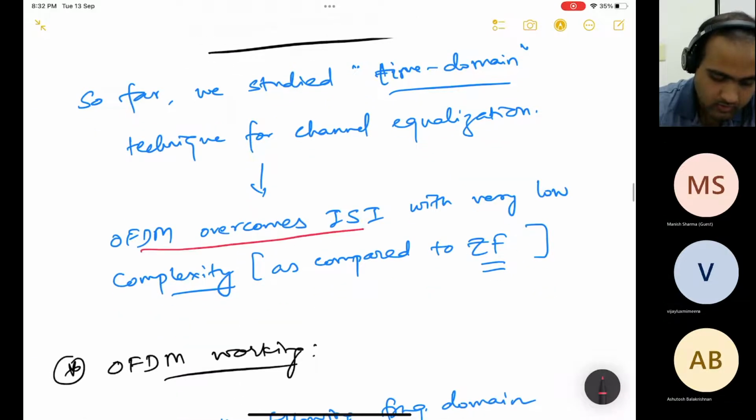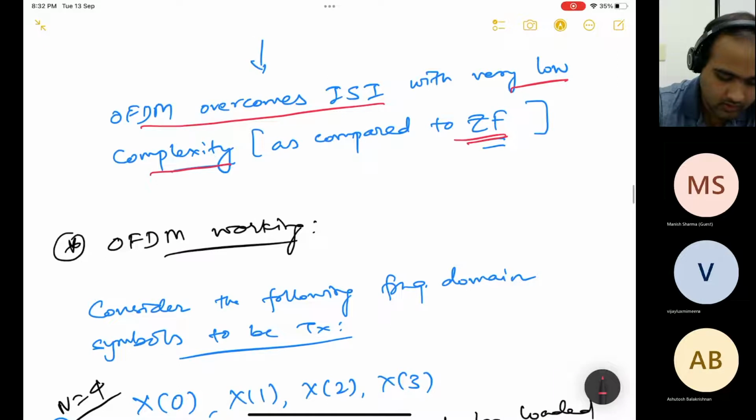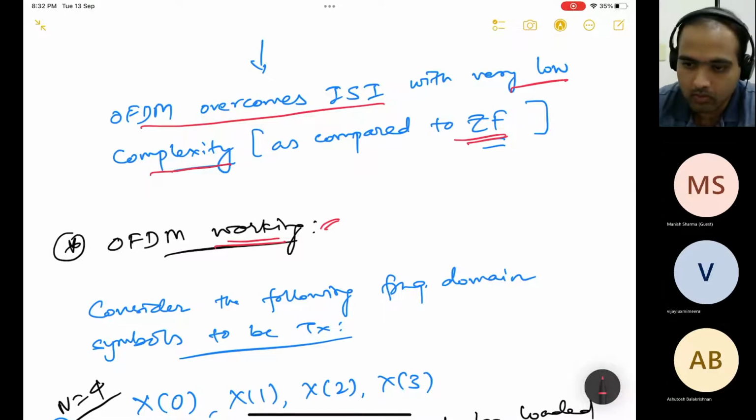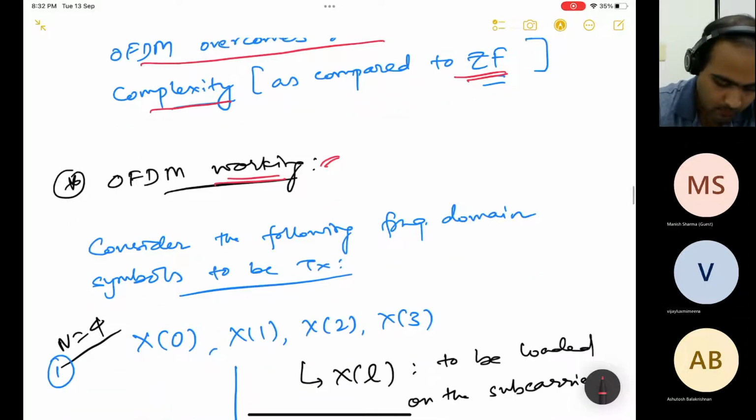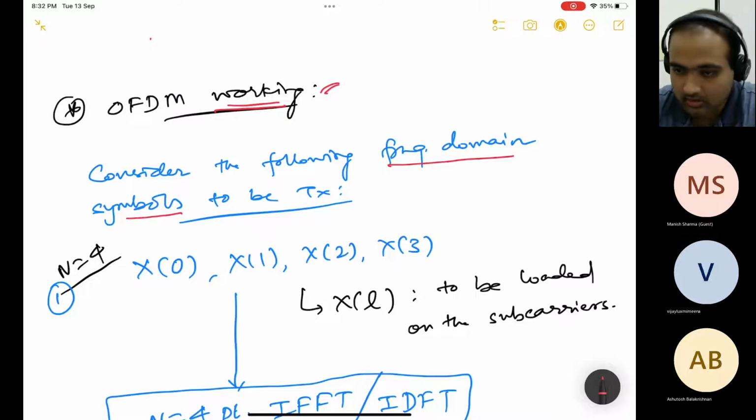So OFDM overcomes the symbol interference with a very low complexity as compared to the zero forcing method, which we saw in the previous week, which was a time domain technique. And we will see a very brief working of OFDM, how the OFDM protocol works. So let us consider that the following time frequency domain symbols are to be transmitted.